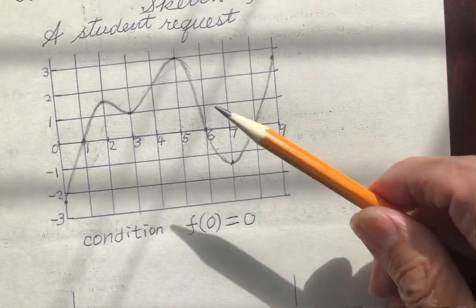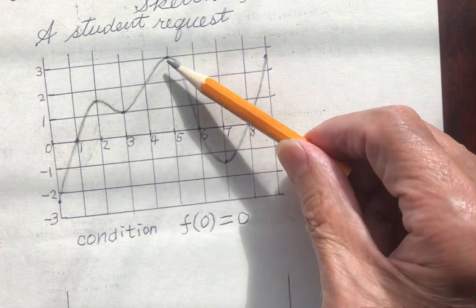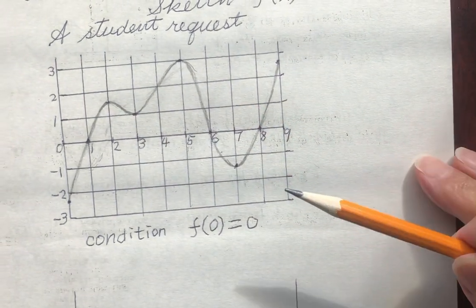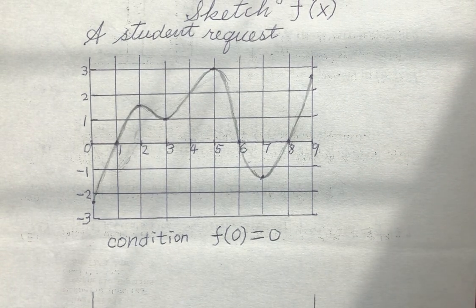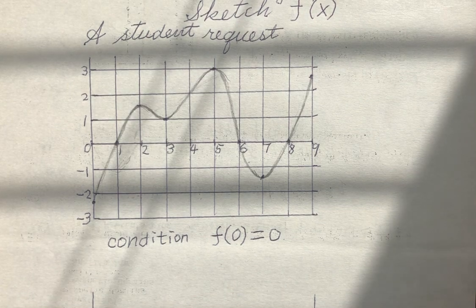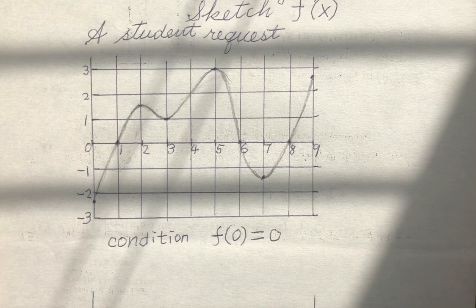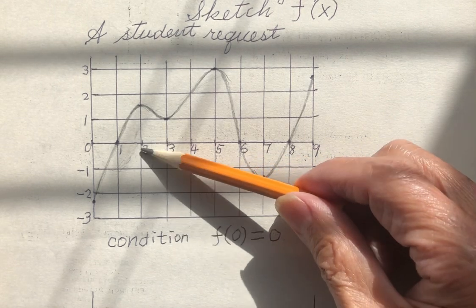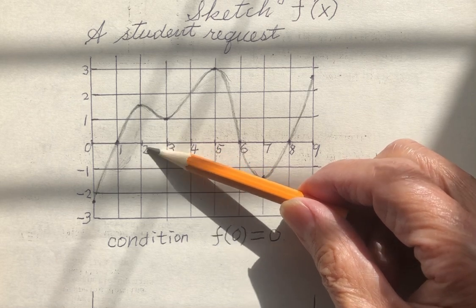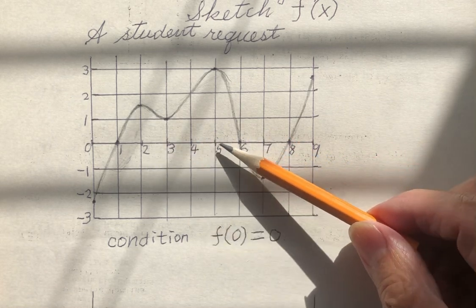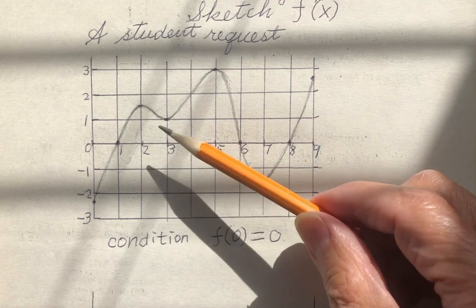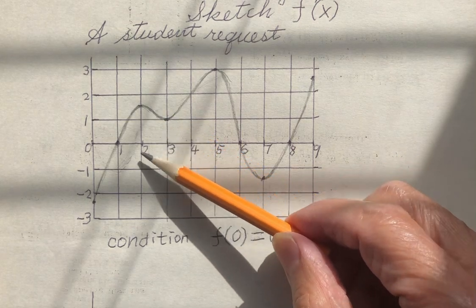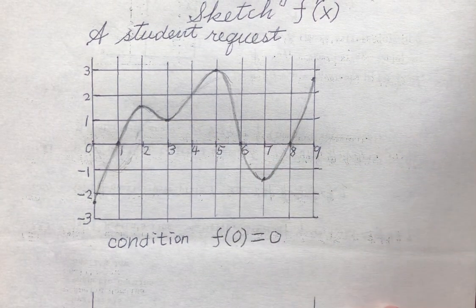Another thing. The derivative has a maximum, minimum, maximum, minimum. What does that mean? When the derivative is at a maximum or minimum, the second derivative is 0. And remember that when the second derivative is 0, you have a point of inflection. So at x equals 2, 3, 5, 7, you have a point of inflection. Point of inflection at 2, 3, 5, 7.